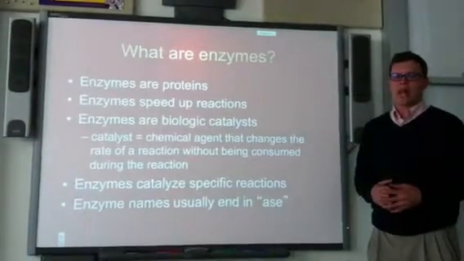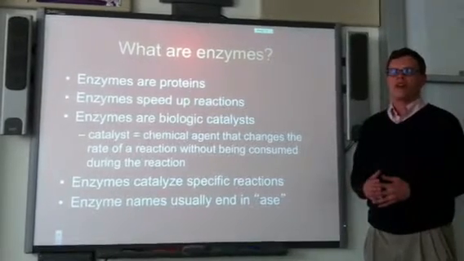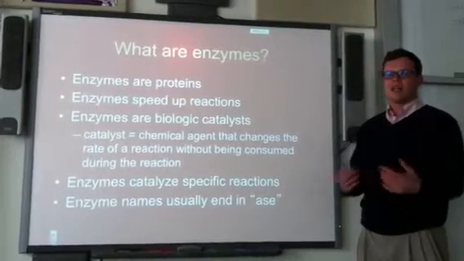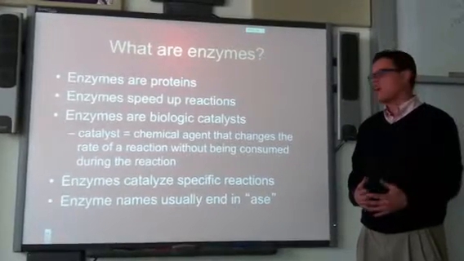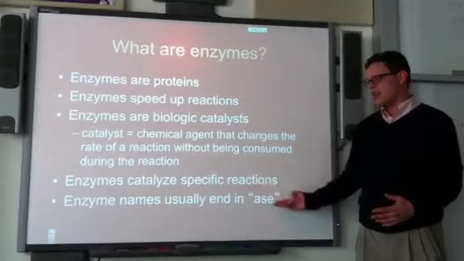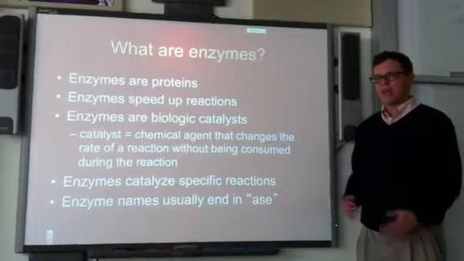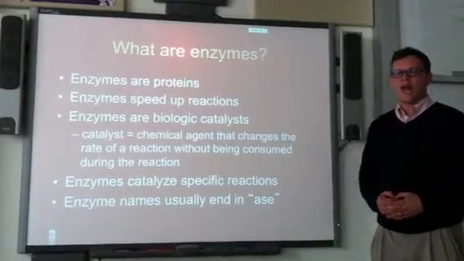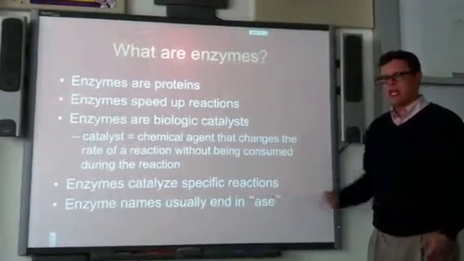So each enzyme catalyzes a very specific reaction, and because there are thousands of reactions that need to happen within cells, there are thousands of enzymes that need to be present to make those reactions go at a speed that will keep the cell alive. Okay? The last thing is that enzymes have suffixes with the letters ASE, pronounced ACE. So for example, the enzyme that we are going to be using in the lab this week is called hydrogen peroxidase, ending in ASE.